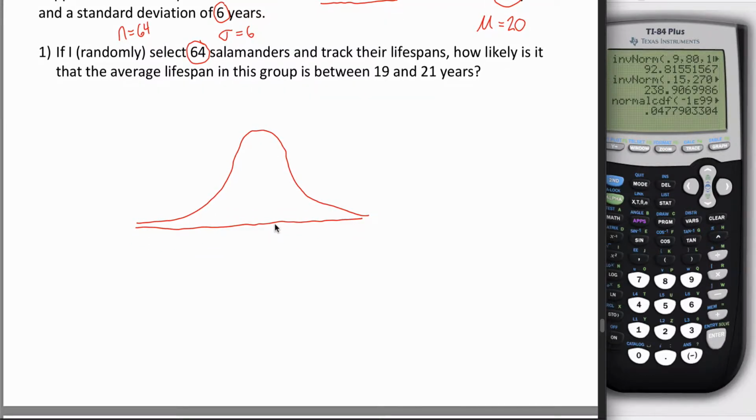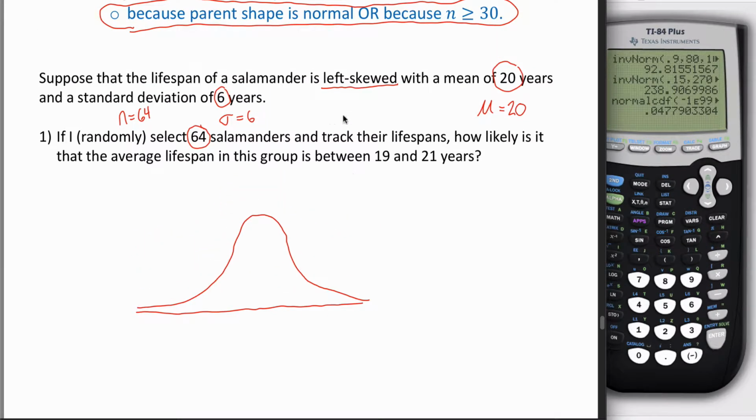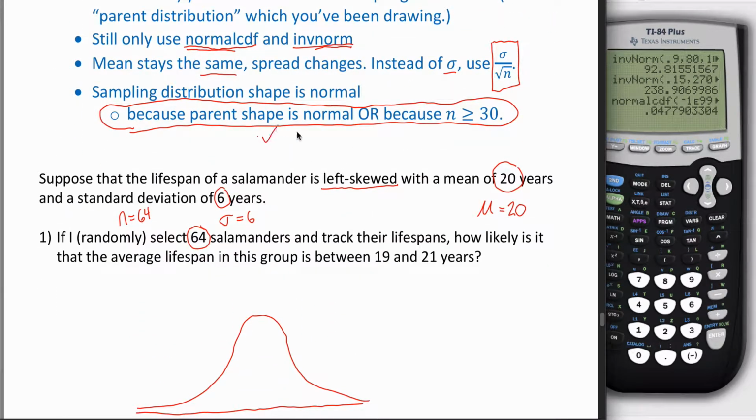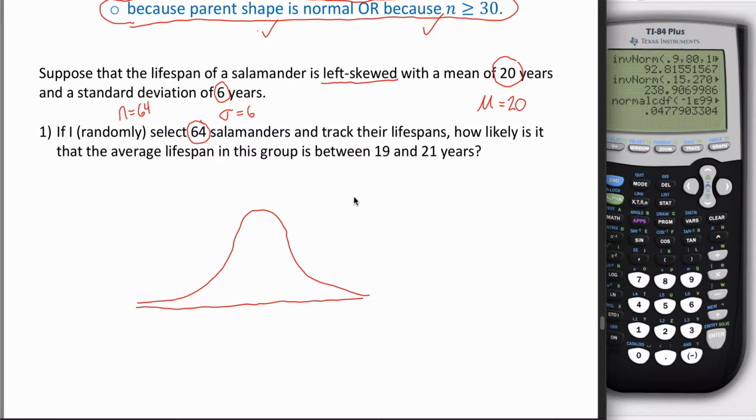And draw your picture. I'm going to draw something that's approximately normal, even if it doesn't say approximately normal here, because one of these two criteria will be checked off in the problem, because it has to be. In this case, n is 64, which is greater than or equal to 30, which is this magical criteria that your textbook tells you is needed for normality. Center is still 20.